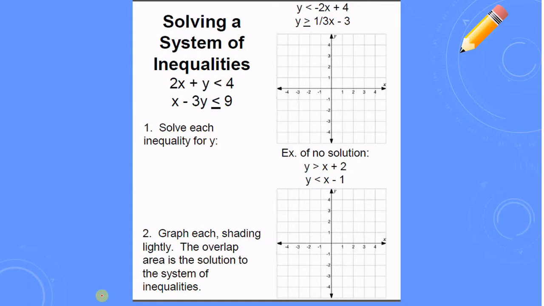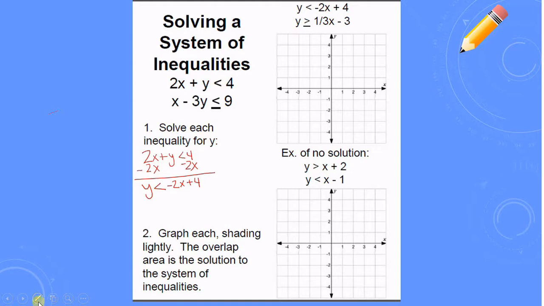So, the very first thing you're going to want to do is solve each inequality for y. So let's go. 2x plus y is less than 4. So I'm going to solve this inequality for y. So let's subtract 2x. So I'll get y is less than negative 2x plus 4. Wonderful. That one's solved. Let's try the other one.